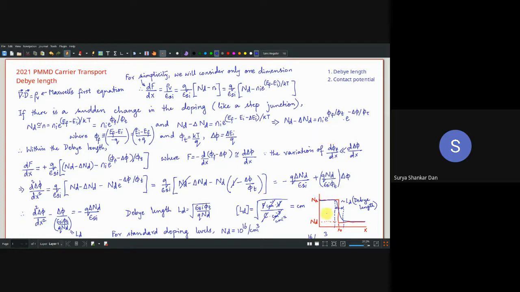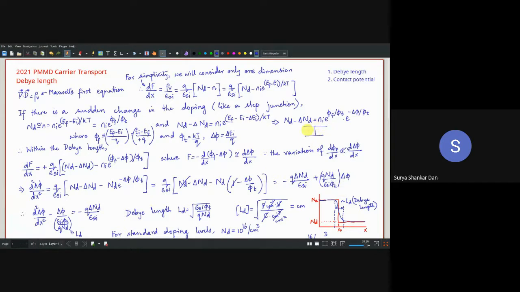Okay, remember, when we are doping the material, we are also getting some ions, right? So Na is going to be negatively charged. Okay, Nd is going to be positively charged. So if there is a difference in Na and Nd, that means, typical example, PN junction.